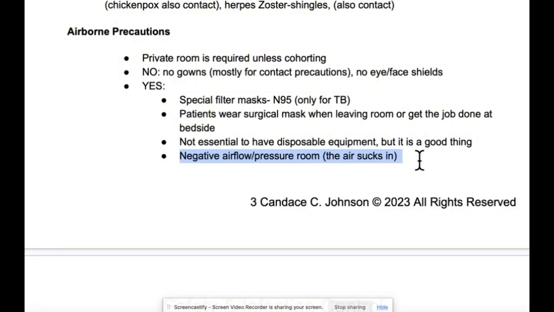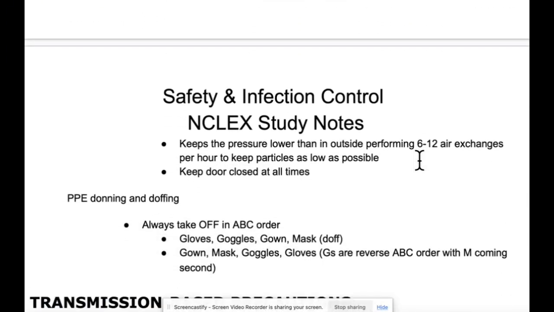So with that separate ventilation, there's a cleaning of the air that's happening, right? And with the pressure lower on the inside than it is on the outside, it performs 6 to 12 air exchanges trying its best to keep the particles as low as possible. So we're not completely scrubbing the air, all right? So keep that in mind if you are the nurse planning to assign that room to another patient, particularly if that other patient is immunocompromised, all right?